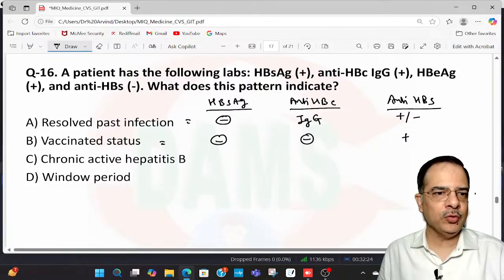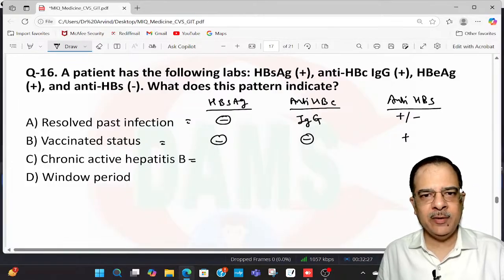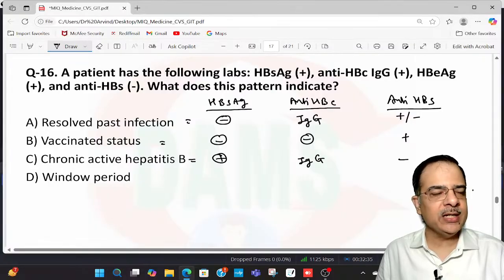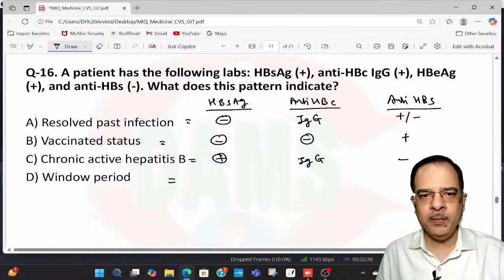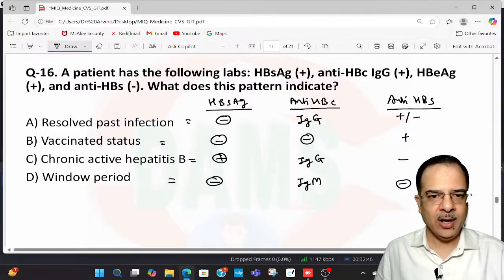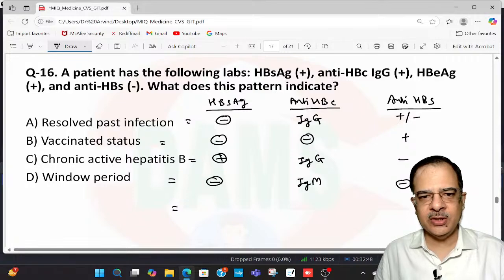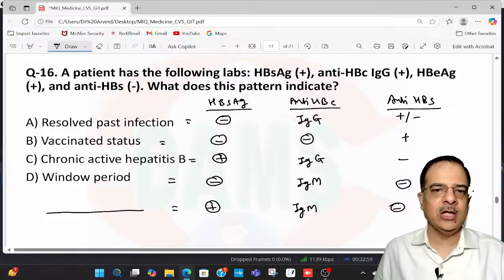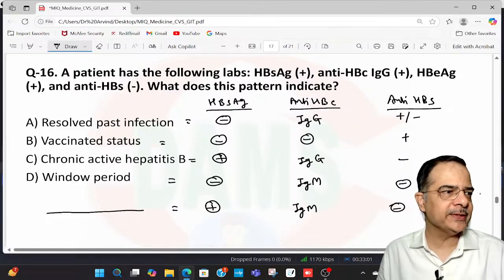A very important table for all of you. In chronic active hepatitis, HBsAg will be positive, and anti-HBc will be of IgG type. Always in a chronic infection, anti-HBs will be absent, while in the window period, anti-HBs is negative and anti-HBc is of IgM variety. Now a question for you: what will be the answer for this phase? HBsAg positive, IgM is there, and anti-HBs is negative. What will be your answer to this serological profile? Last one. Yes, I will be waiting for your answers.